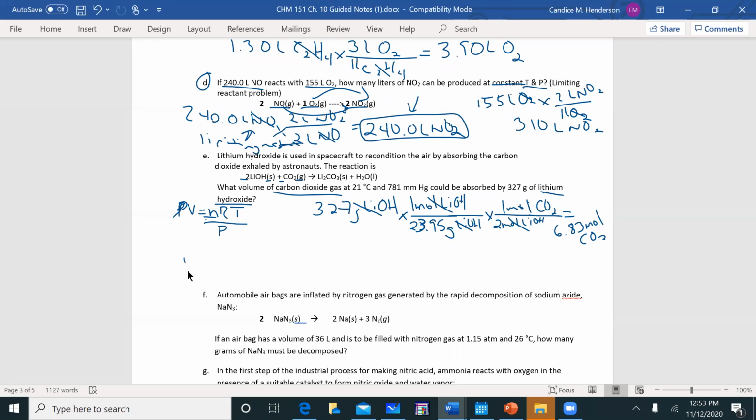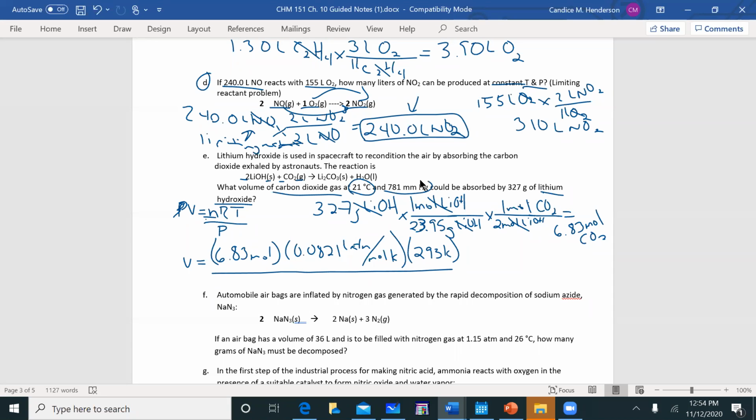Now, volume is going to equal my moles. So I get my 6.83 moles times my R, which is 0.0821, and it's liter atm per mole Kelvin, right? Times my temperature. They give me temperature in Celsius. Temperature in these equations needs to be in Kelvin. So add your 273 to the 21, which will give you 294 Kelvin. And then over our pressure here, 781 mmHg.